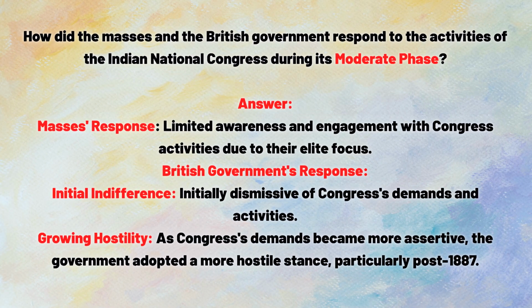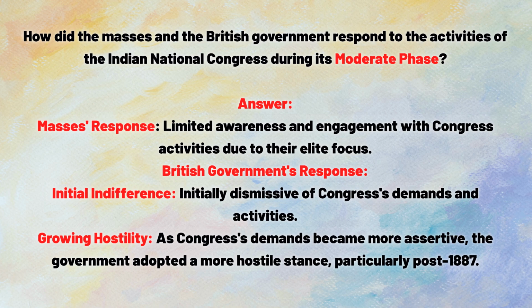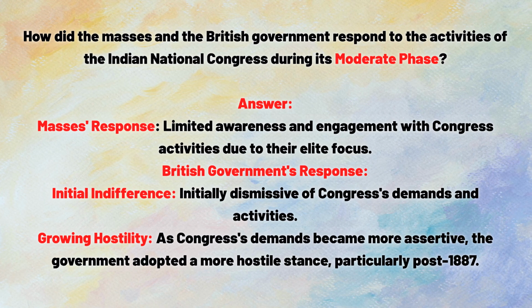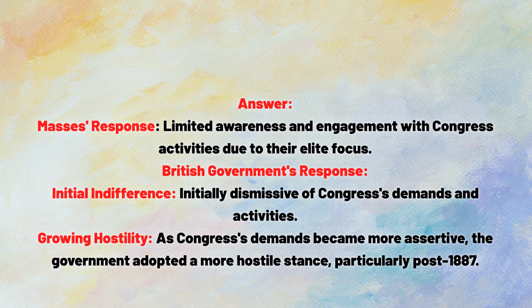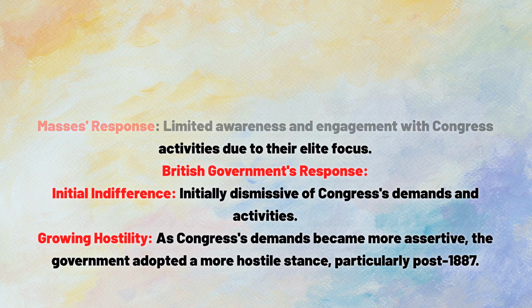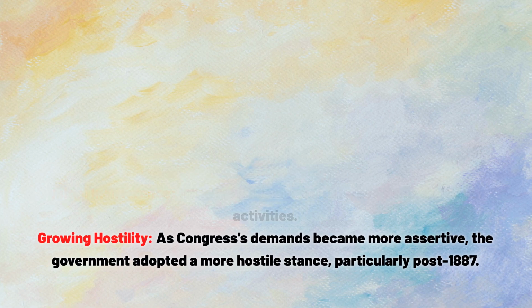How did the masses and the British government respond to the activities of the Indian National Congress during its moderate phase? Answer. Masses' response, limited awareness and engagement with Congress activities due to their elite focus. British government's response, initial indifference, initially dismissive of Congress's demands and activities. Growing hostility, as Congress's demands became more assertive, the government adopted a more hostile stance, particularly post-1887.